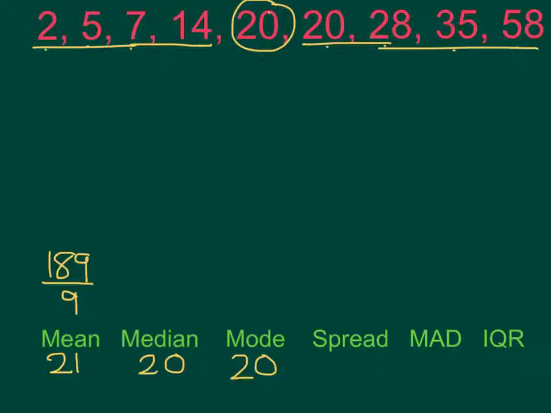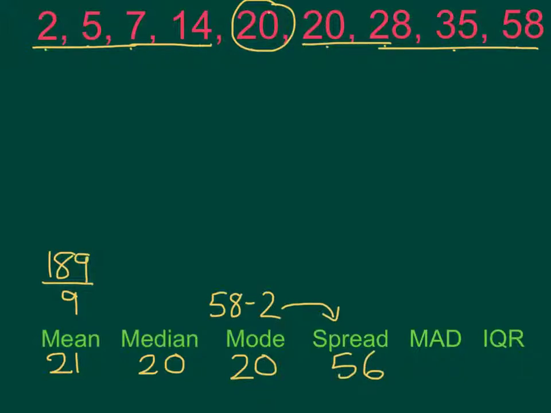Spread is the distance between the high and the low. In other words, how spread out these numbers are. They go all the way from 2 to 58. So I take 58, the high, minus 2, the low, and the spread is 56.